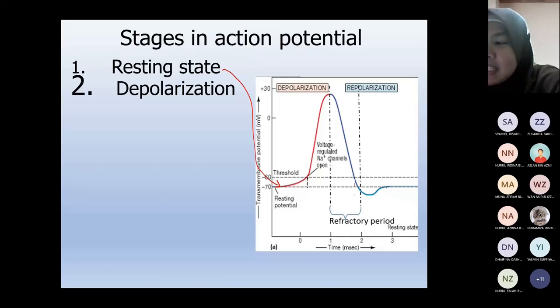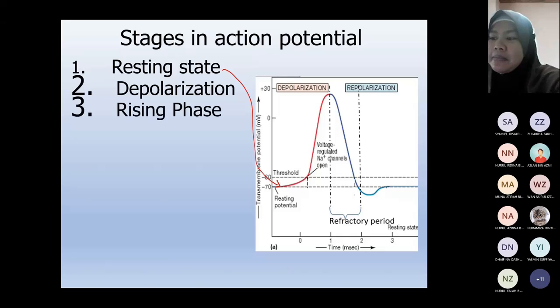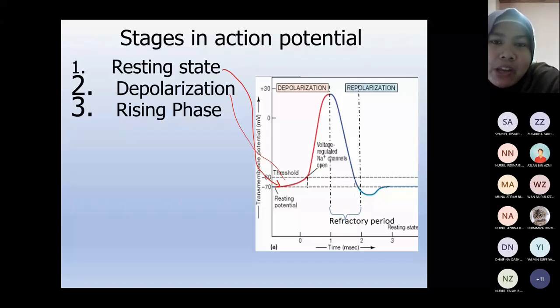Okay. So next stage is depolarization, right? So in depolarization, you can see a few sodium ion channels start to open, and depolarization happens. Membrane potential becomes less negative, right? And able to reach the threshold. So once it reaches the threshold, then we are going to have the rising phase.